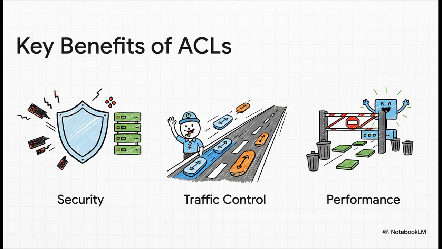Second is traffic flow control. You can manage your bandwidth by limiting traffic that isn't as important. And third is a big one: improved performance. By blocking all that junk traffic right at the network's front door, you keep it from ever getting inside and slowing down your internal devices. Everything just runs a whole lot faster.